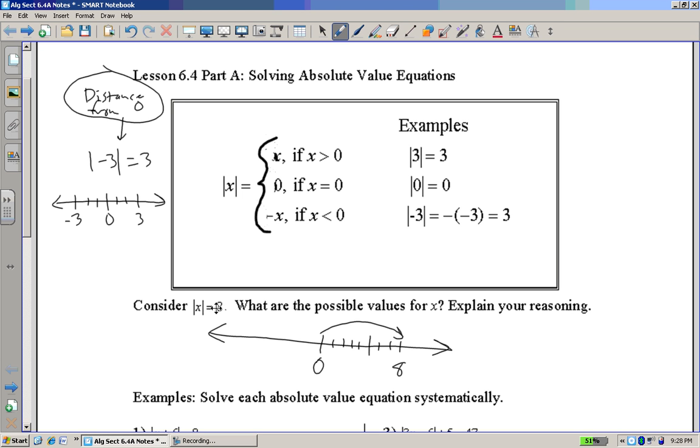So the absolute value of x equals 8. X could equal positive 8. But is that the only possible direction I can go from 0? Well, no, I could go left. 1, 2, 3, 4, 5, 6, 7, 8. So I could go left 8 as well, and that would give me a negative. So x could be a positive or a negative 8.